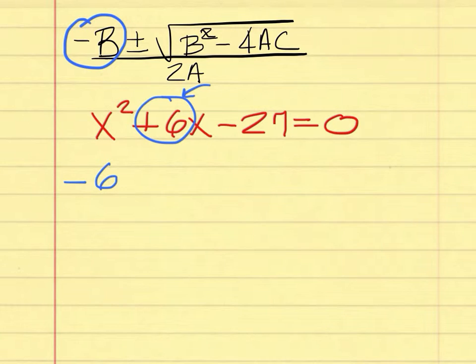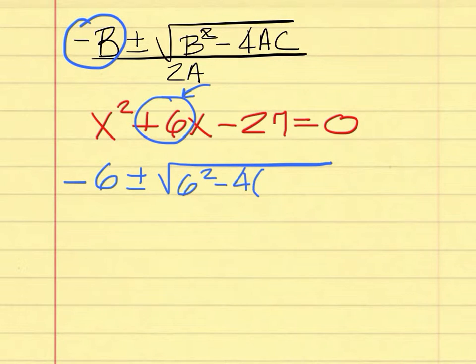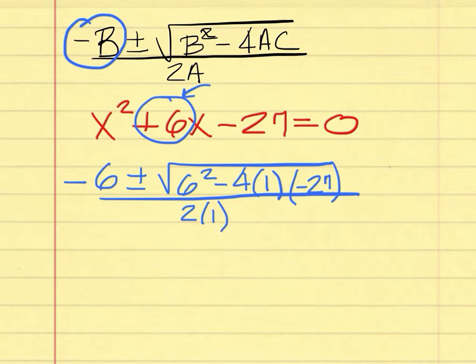And it's -6 plus or minus the square root of 6 squared minus 4 times 1 times -27, all of that over 2 times 1. There's everything from the equation put in for its respective variable. From here you have to simplify.